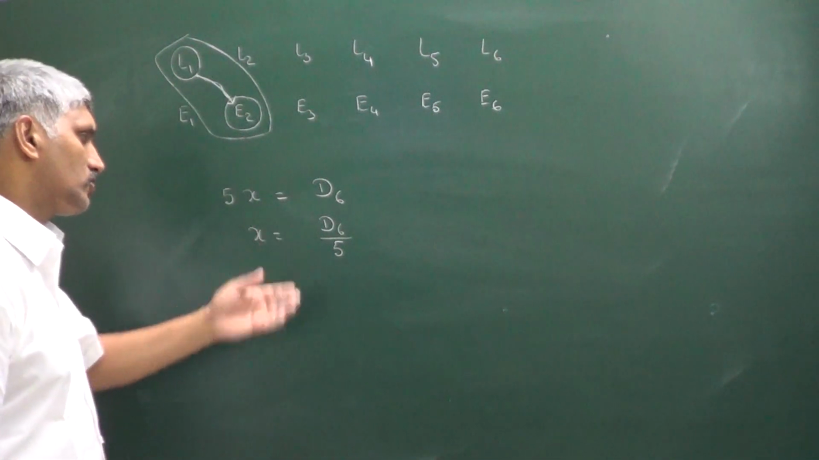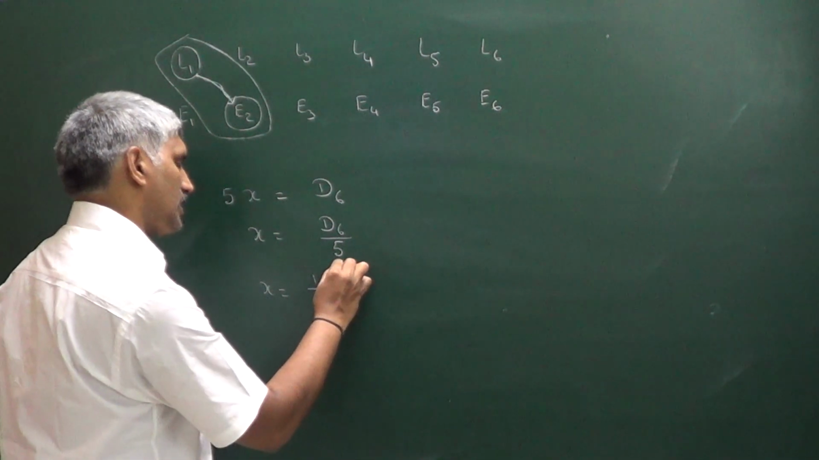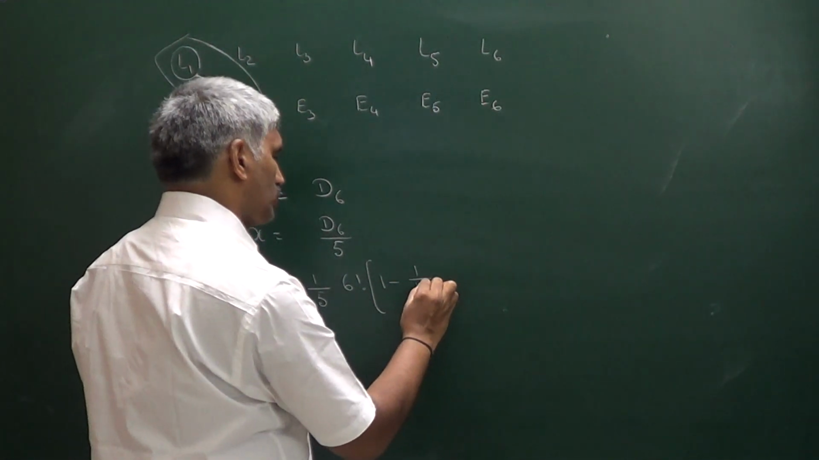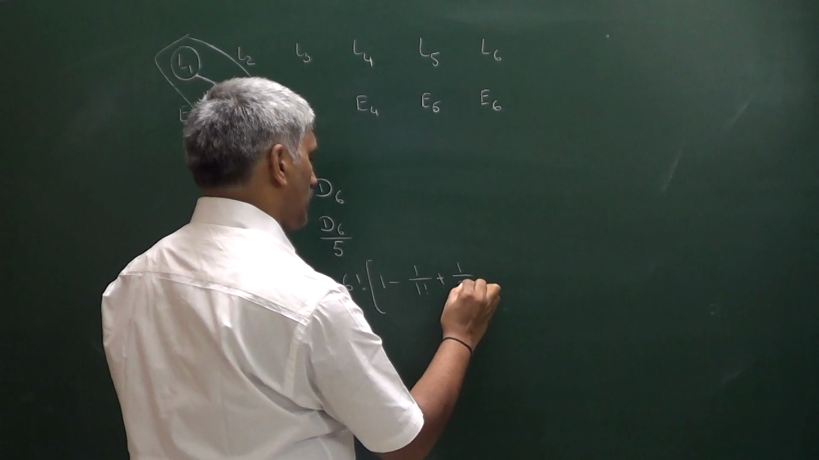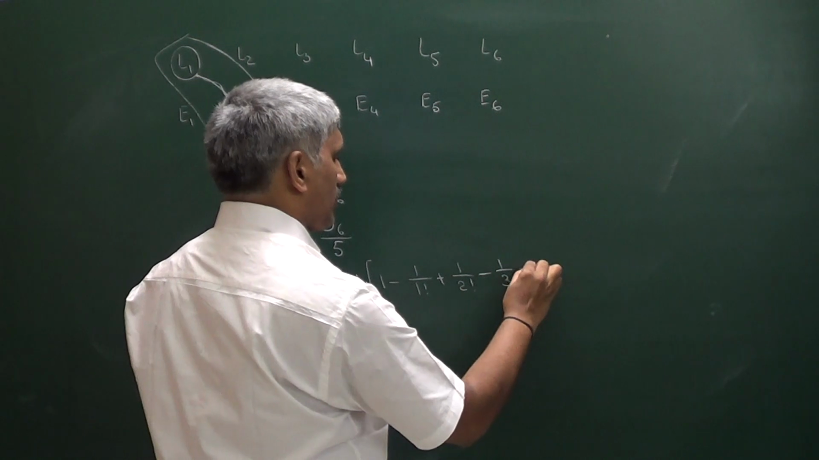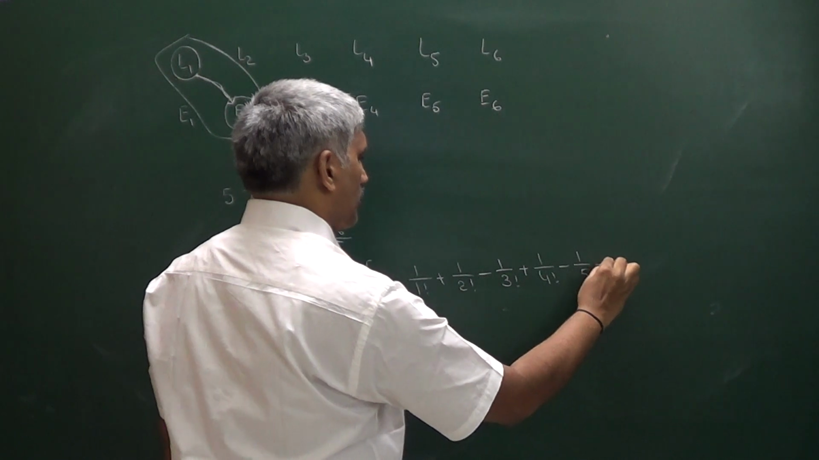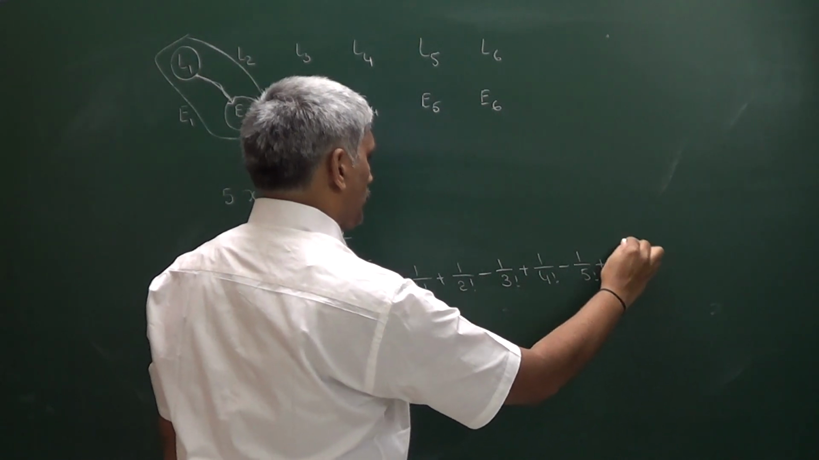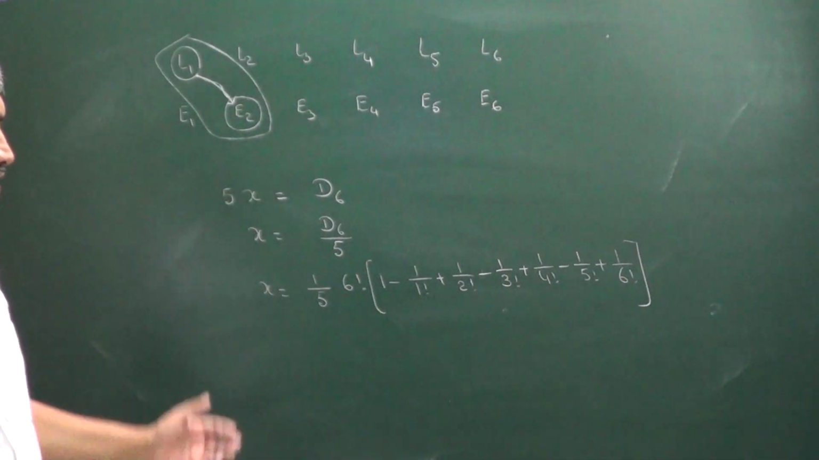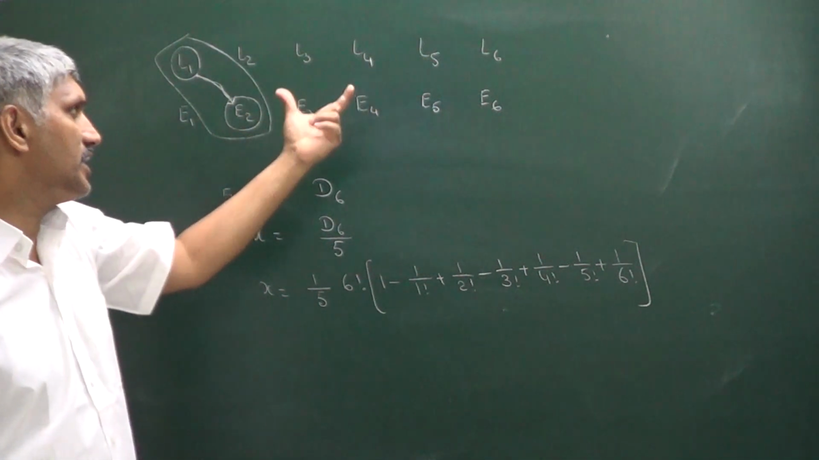So that is the answer. The value of D6 is what? Therefore X is equal to 1 by 5 into D6, which is 6 factorial into 1 minus 1 by 1 factorial plus 1 by 2 factorial minus 1 by 3 factorial plus 1 by 4 factorial minus 1 by 5 factorial plus 1 by 6 factorial. So this is the answer for that particular question.